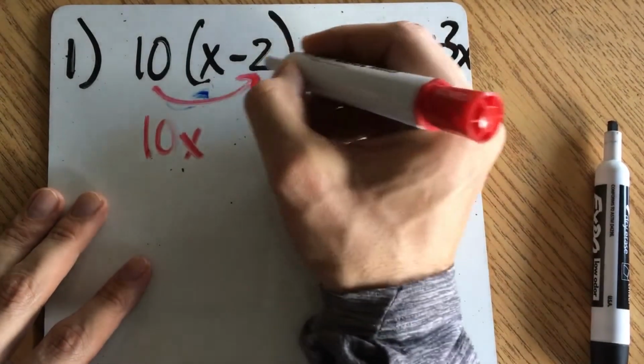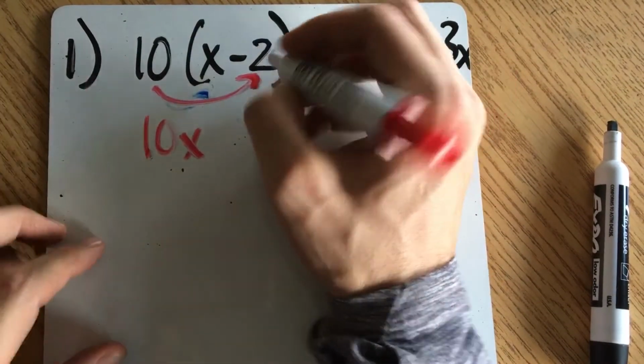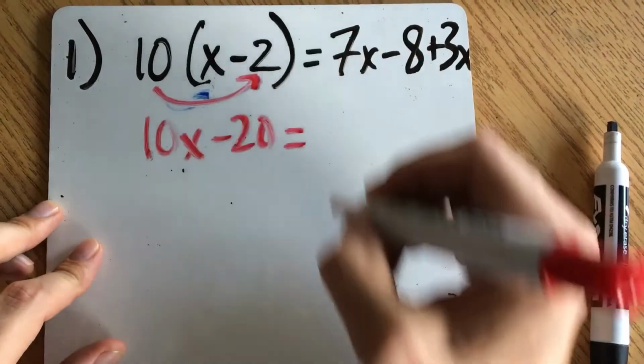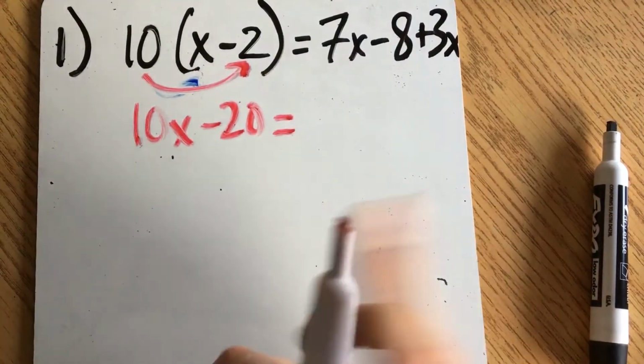And then 10 times, this has a minus in front of it, positive 10 times -2. So the left-hand side, I cleaned it up. I got 10x minus 20.